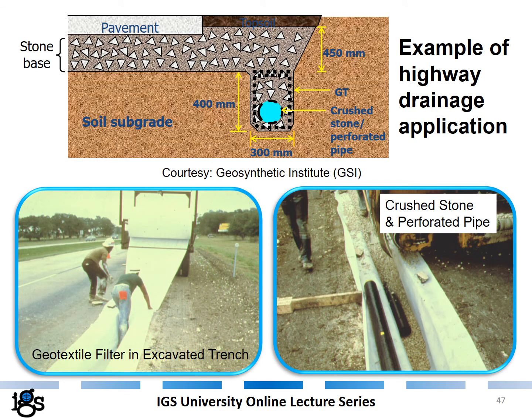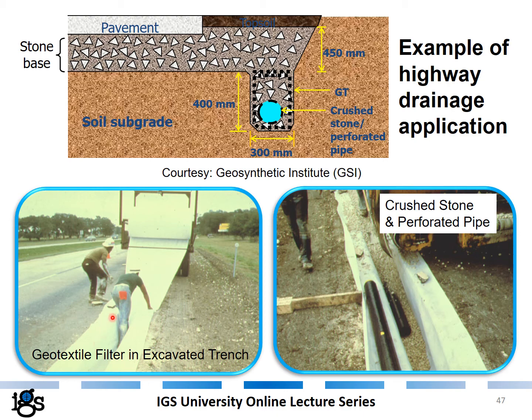And in this slide, we see a typical application of a highway drainage. Here you see the base course, and this is the drainage trench, which is sometimes also called the French drain. The crushed stone in here is wrapped around with a filter geotextile, and if it's needed, you can also place a pipe to easily discharge the drained water.